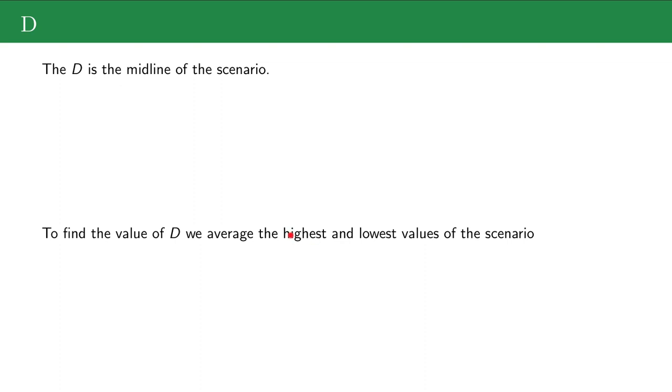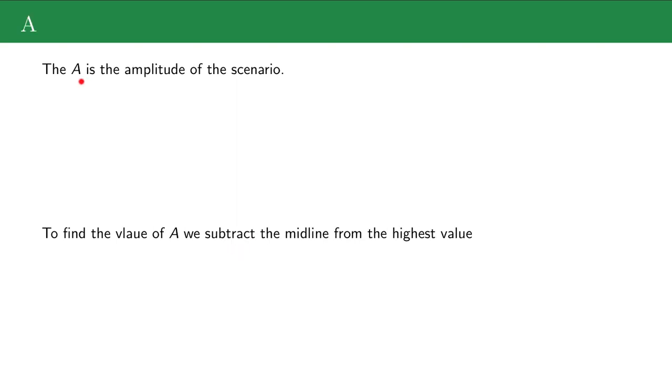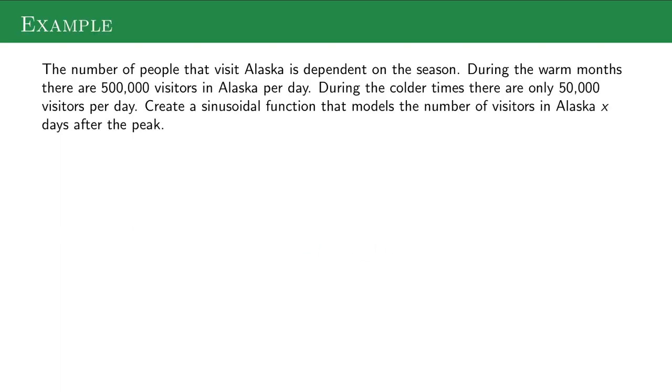So we're just going to find the highest value they give us and the lowest value they give us. And how do I find the middle? I just average them: add them together, divide by 2. And then A is the amplitude. That's the distance from the middle to the top. So if I just take the highest value and subtract that midline, that'll give me that amplitude distance.